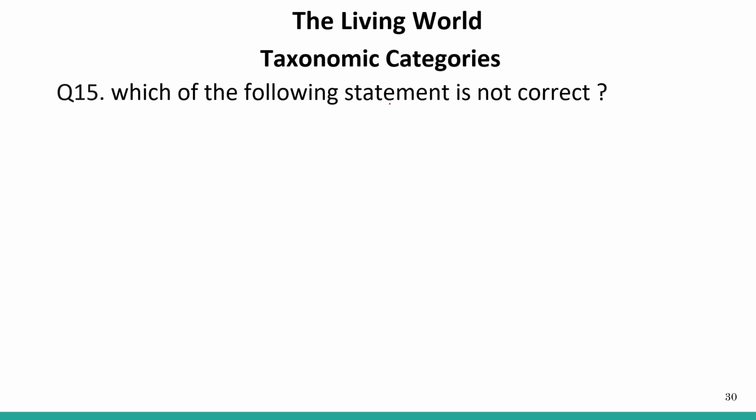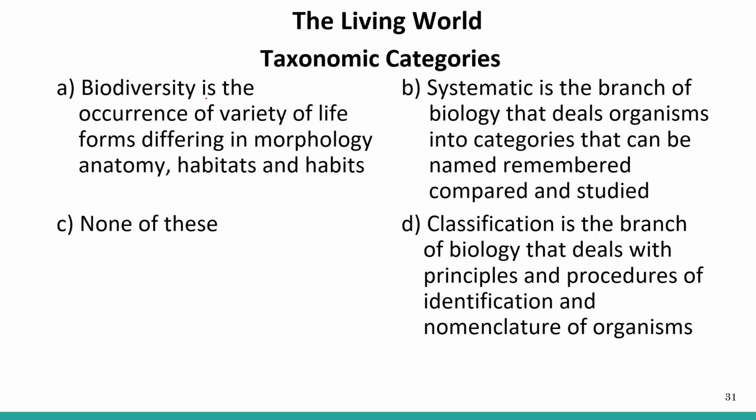The next question is, which of the following statements is not correct? Again, okay. So the options are: biodiversity is the occurrence of variety of life forms differing in morphology, anatomy, and habitats and habit. Now, if we talk about the definition of biodiversity, it is the variety of life forms present on the earth, with different morphology, and so this option is correct. Second option is systematics is the branch of biology that deals with organisms into categories that can be named, remembered, compared, and studied. Okay, we'll come back to this option.